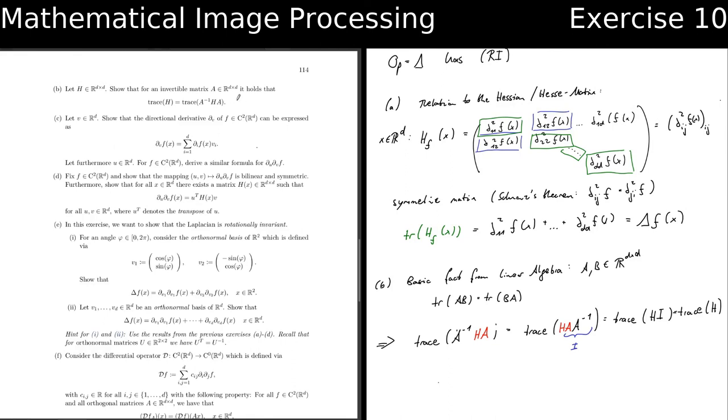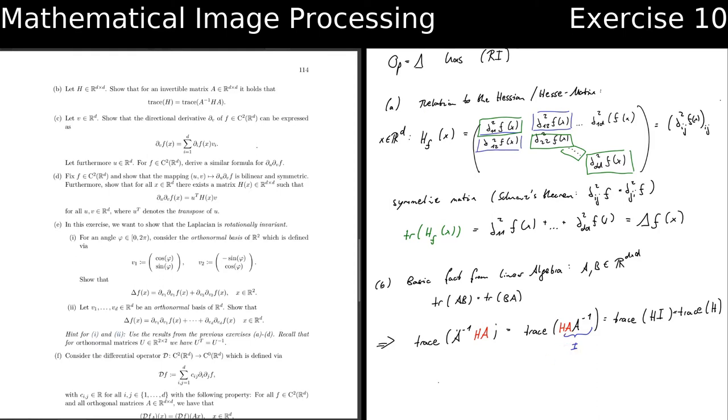Part B is a basic fact from linear algebra, namely that the trace is invariant with respect to transpositions of the order of matrices that are inside the trace. If we have two matrices A and B, then the trace of A times B is the same as the trace of B times A. Now, if one of our matrices is in fact invertible, then we can also calculate the trace of the invertible matrix, its inversion times H times A, by interchanging the order of multiplication.